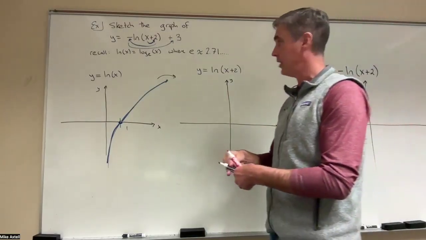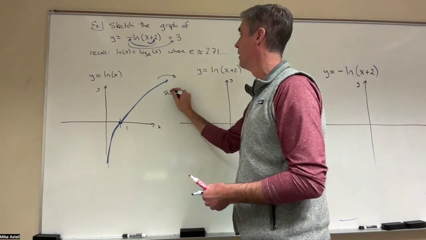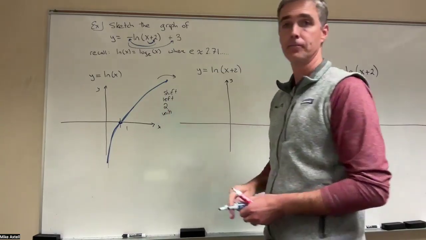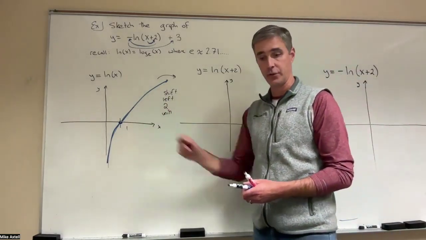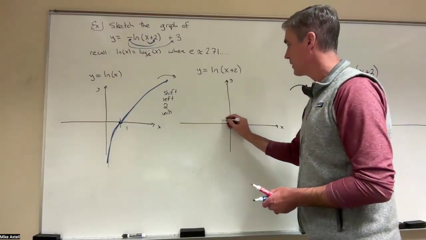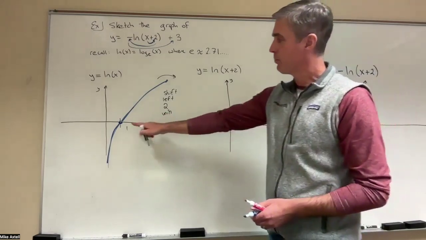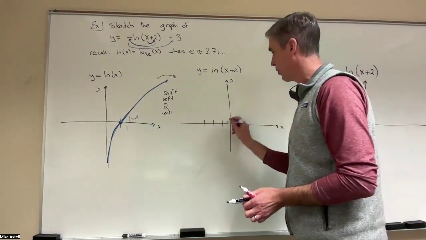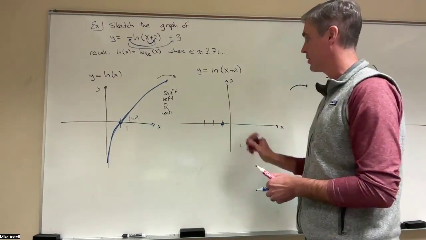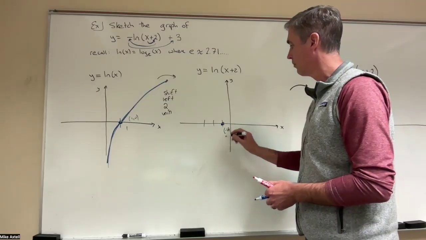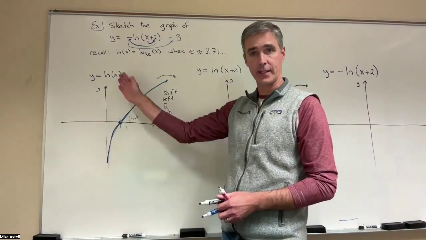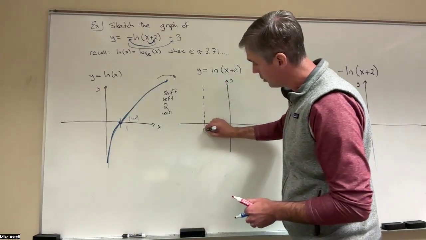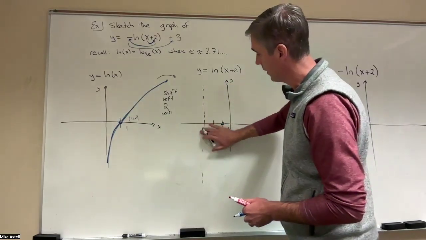So adding 2 means I need to shift left 2 units. Okay. So I need to take this graph, shift it left 2 units. Well, so that means this point at 1, 0, it now needs to shift over to this point right here at -1, 0. And here I had a vertical asymptote at x equals 0. If I shift it left 2 units, I'm going to have a vertical asymptote at x equals 2. Whoops, that was at x equals 3.